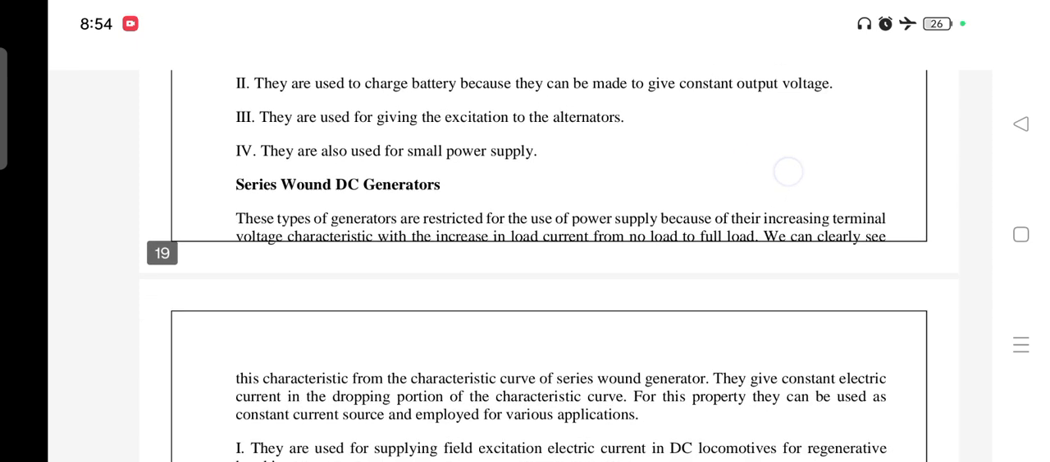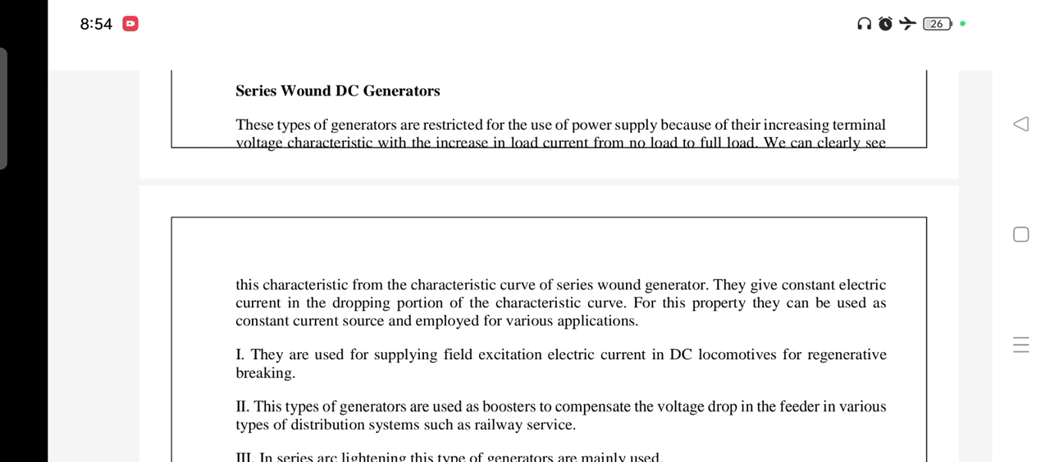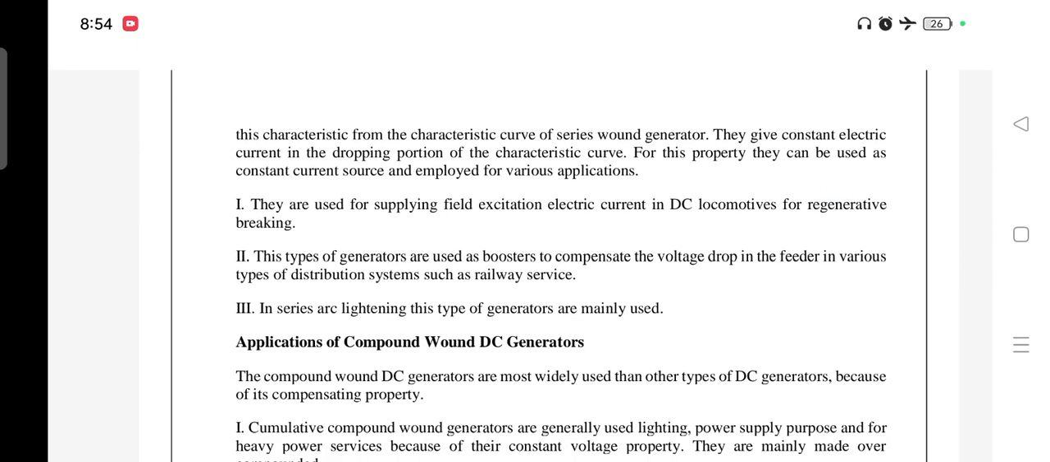Series wound DC generators are restricted in their use for power supply because of their increasing terminal voltage characteristics with a rise in current from no load to full load. So they are used for supplying field excitation current in DC locomotives for regenerative braking, and used as boosters to compensate the voltage drop in the feeder in various types of distribution systems such as railway service. And in series arc lighting, this type of generator is mainly used.